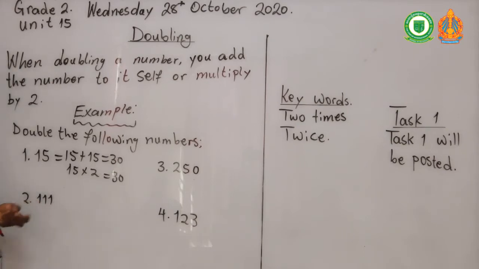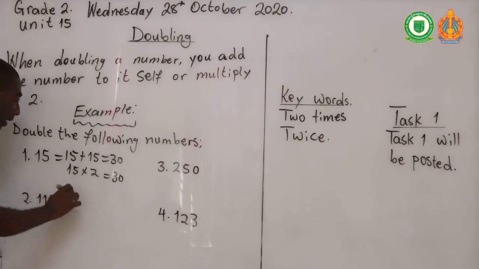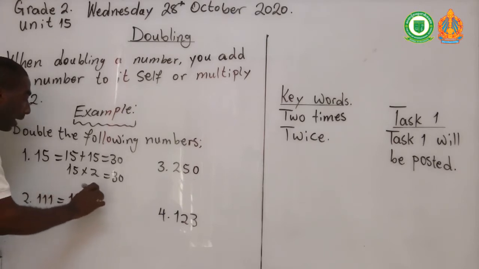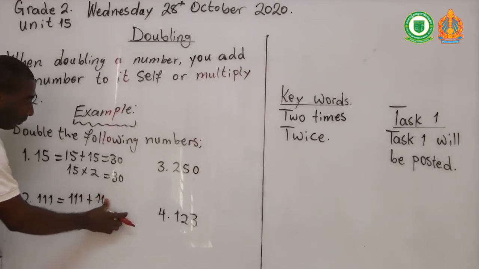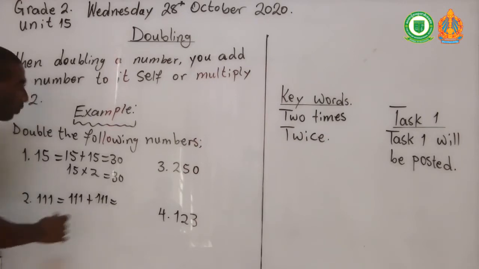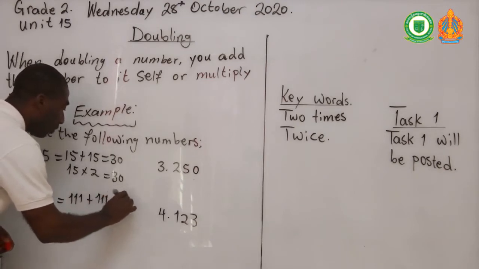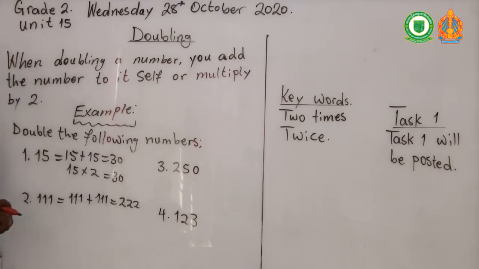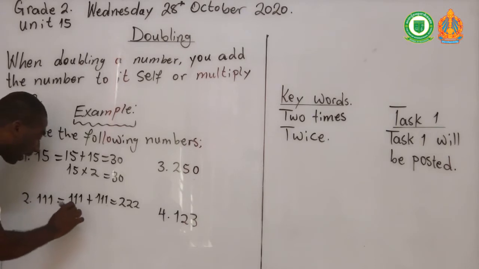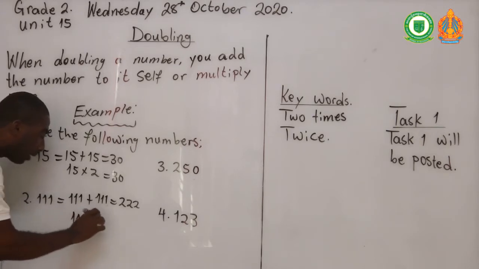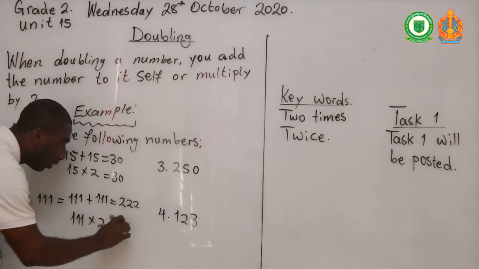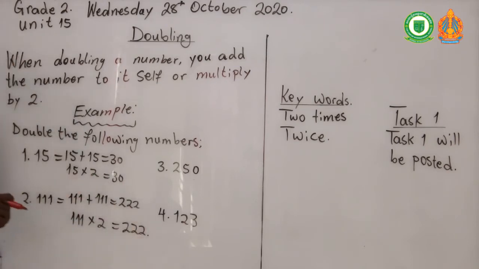Okay, so we have 111. So this is 111. We're going to find the double of 111. So you can say 111 plus 111, okay? So that is going to give you 222. Again, you can also say 111 multiplied by 2, and that will also give you 222. As simple as that.